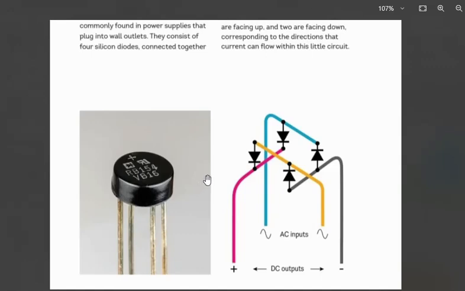In computers, power supplies use rectifier bridges to convert the AC input voltage to the DC voltage needed for the internal components. And in industrial equipment, rectifier bridges are used in various industrial applications to power machinery and other equipment.